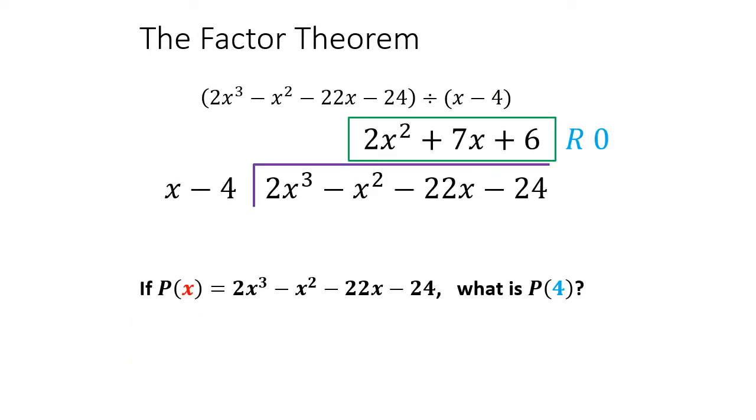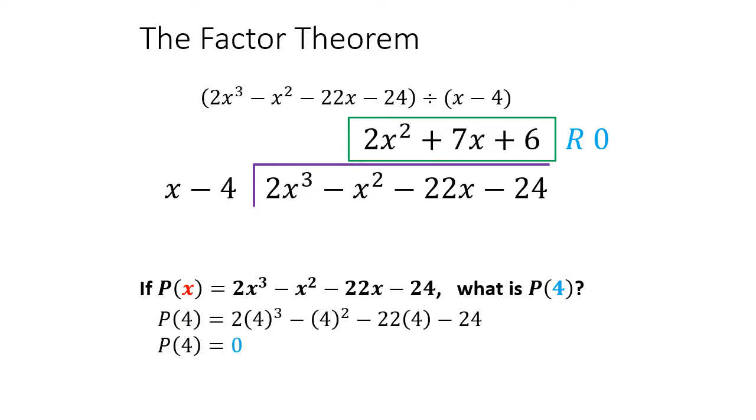Here is another look at the factor theorem. If this is a polynomial long division problem that's been done, and if you don't believe this is right, you can pause the video and check. But we've determined that x minus 4 divides 2x cubed minus x squared minus 22x minus 24 evenly. What the factor theorem says then is if I just plugged 4 into that original dividend, I should get 0. And indeed, that is what we get.